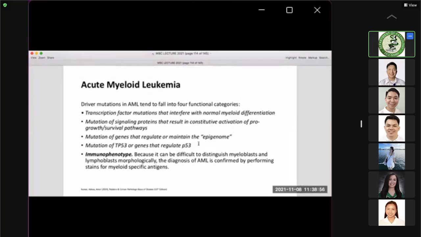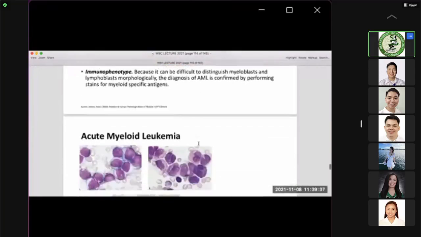With regards to immunophenotype, it is difficult to distinguish myeloblasts and lymphoblasts morphologically. So kasama na talaga ang immunotyping ngayon when we are looking at white blood cell neoplasm. Although morphologically may mga characteristics sila, when we treat patients with chemotherapy, it is now mandated to do immunophenotyping to specifically target these different neoplastic conditions.